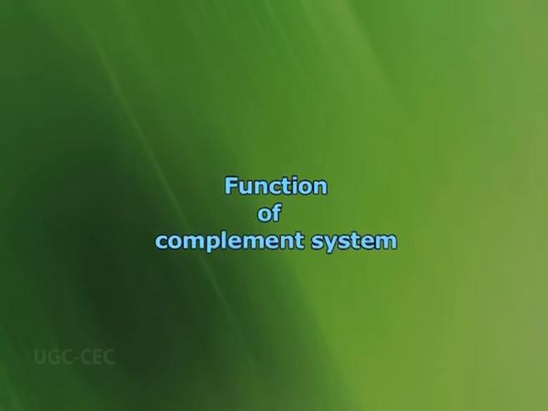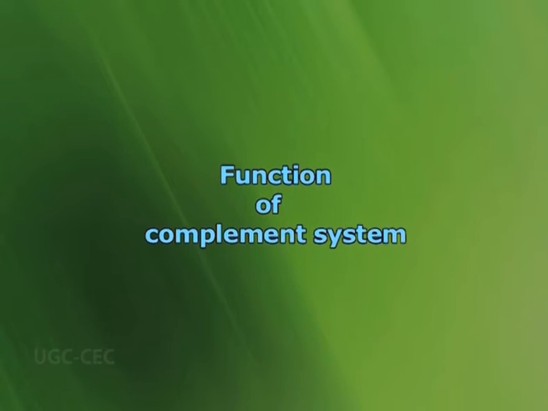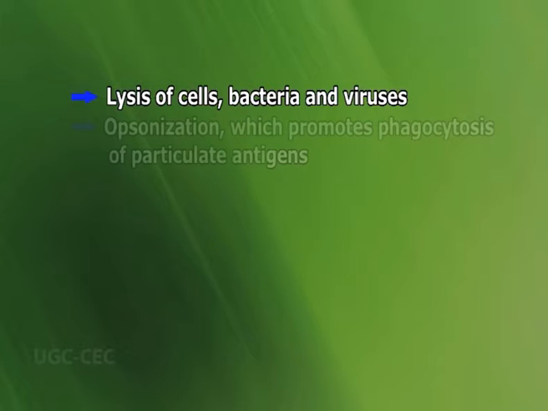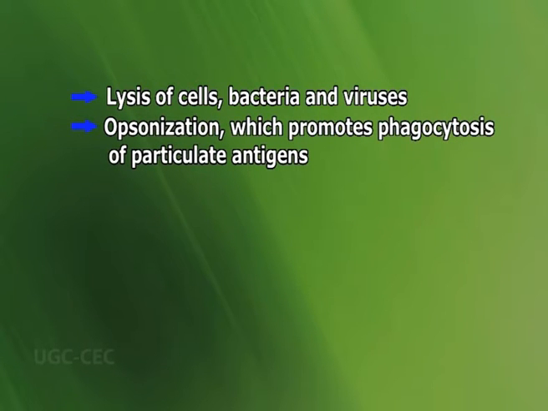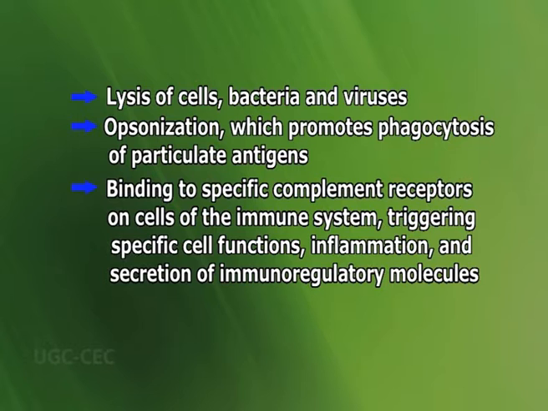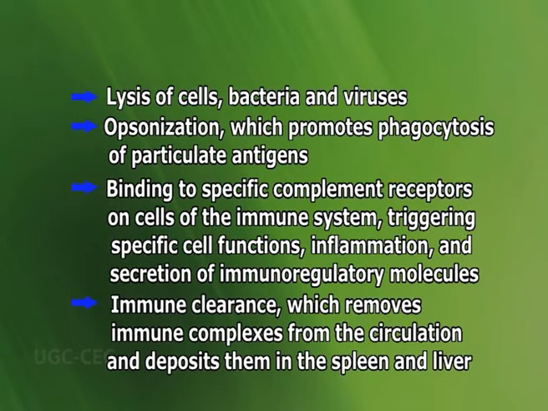Moving ahead, let us now discuss the major functions of the complement system. After initial activation, the various complement components interact in a highly regulated cascade to carry out a number of basic functions, including lysis of cells, bacteria and viruses; opsonization, which promotes phagocytosis of particulate antigens; binding to specific complement receptors on cells of the immune system, triggering specific cell functions, inflammation and secretion of immunoregulatory molecules; and immune clearance, which removes immune complexes from the circulation and deposits them in the spleen and liver.